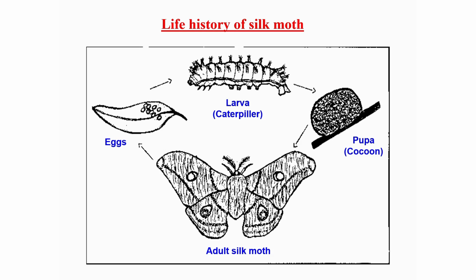Life history of silk moth. So first eggs, from there it grows to larva or caterpillar, then pupa or cocoon, then finally it grows to adult silk moth. And again it can lay the eggs. In this way the life cycle continues for silk moth.